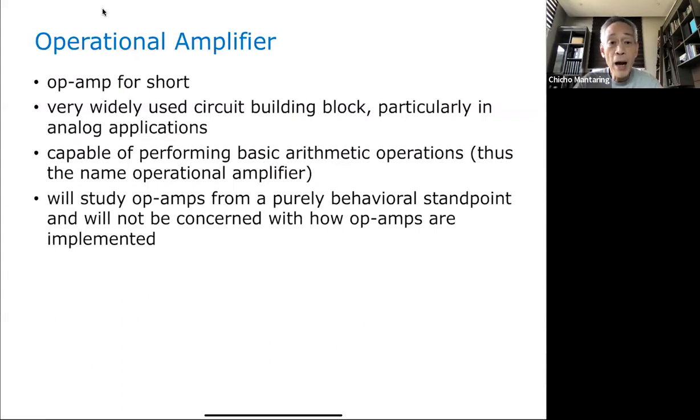We're going to study op-amps from a purely behavioral standpoint. In other words, we're going to study it like a black box. All we're going to do is specify how the black box behaves when it is inserted in a circuit. So in this particular course, we're not going to be concerned with how op-amps are implemented. In EEE 131, you're going to get a glimpse of what the inside of an op-amp looks like. But for this course, all you need to know is what its circuit model is going to be.